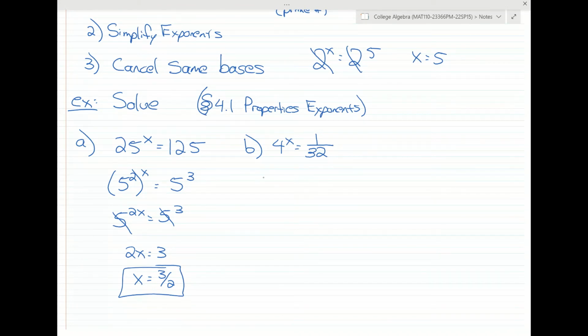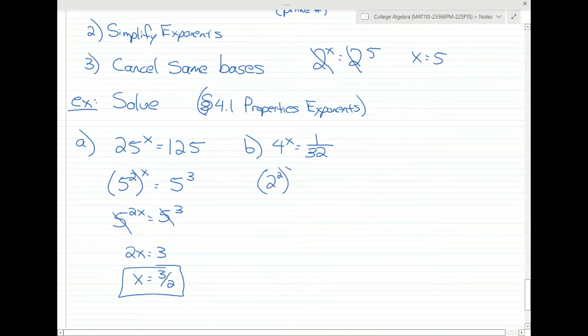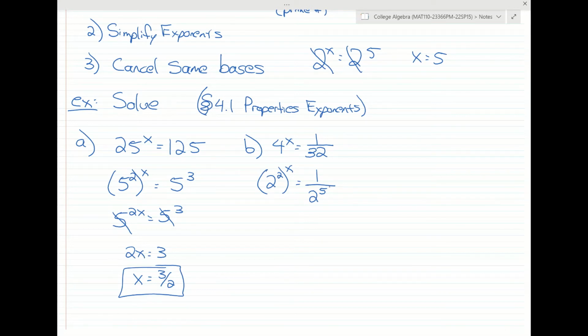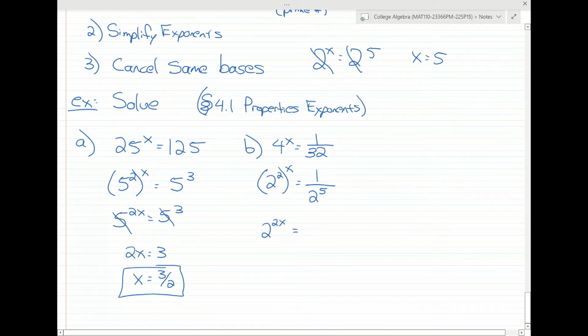2, right? 4 is the same thing as 2 to the second. So instead of 4, I'm going to write 2 to the second. Instead of 32, that's the same thing as 2 to the fifth. We want 2 to a power is equal to 2 to a power. So how can we flip the 1 over 2 to the fifth? If we switch the position, the power becomes negative. Remember we talked about that? So now we have the same bases. So 2x would be negative 5, x would be negative 5 halves.